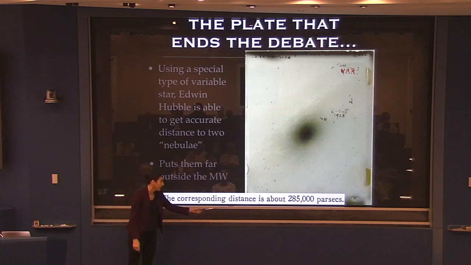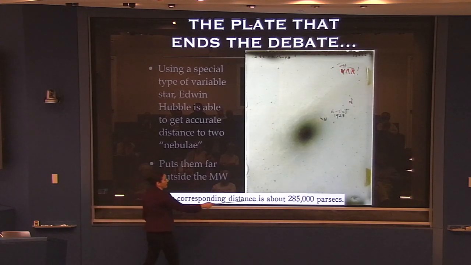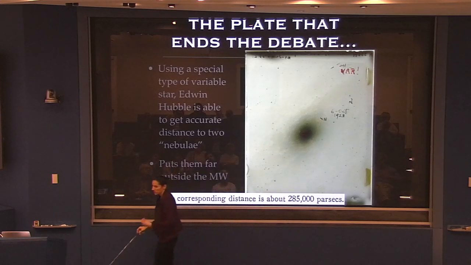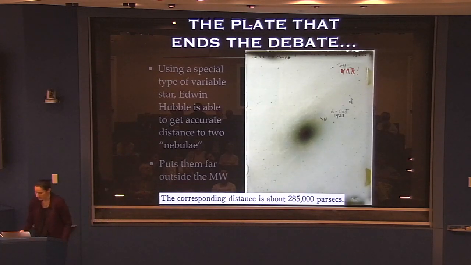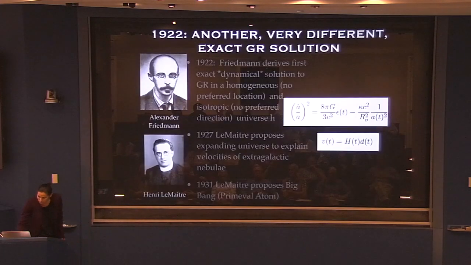And he found in his paper in '23, I think, the corresponding distance was about 285,000 parsecs. You see he crossed out, he originally thought that star was a nova, but it turned out to be this other type of variable. So he crosses out the N and writes "var," because now he knows he can get a distance to this object. So of course, this puts the spiral nebulae very far outside of the Milky Way.